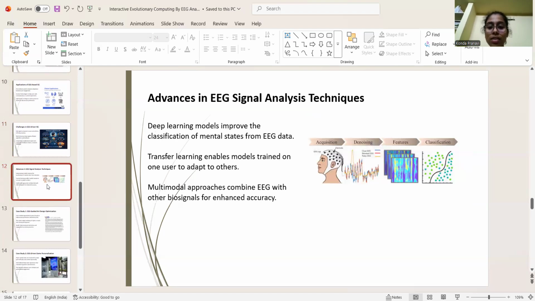Advances in EEG analysis. Recent advancements like deep learning and transfer learning have improved EEG signal classification. Combining with other biosignals further increases accuracy and reliability. Various case studies have been done. It has four steps: acquisition, denoising, feature extraction, and classification of the dataset.